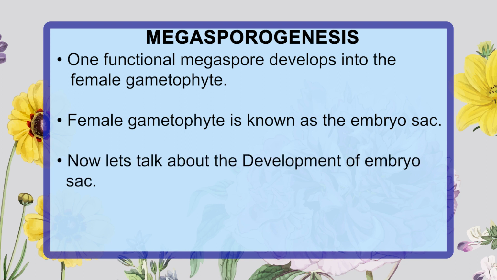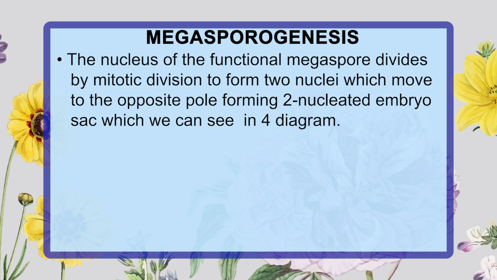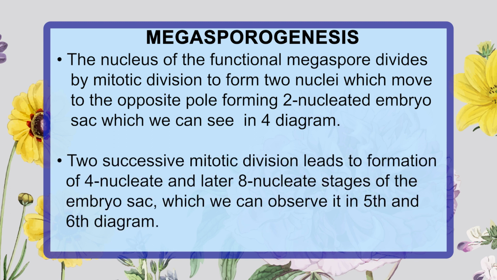Now, let us talk about the development of embryo sac. The nucleus of the functional megaspore divides by mitotic division to form 2 nuclei, which move to the opposite pole, forming 2 nucleated embryo sac, which we can see in fourth diagram. 2 successive mitotic divisions lead to formation of 4 nucleate and later 8 nucleated stage of the embryo sac, which we can observe in fifth and sixth diagram.